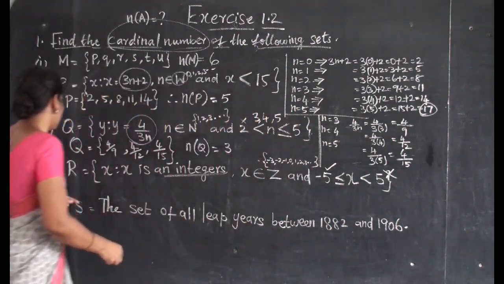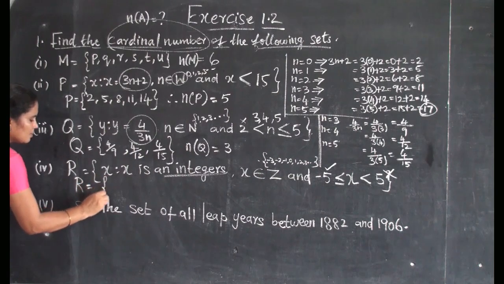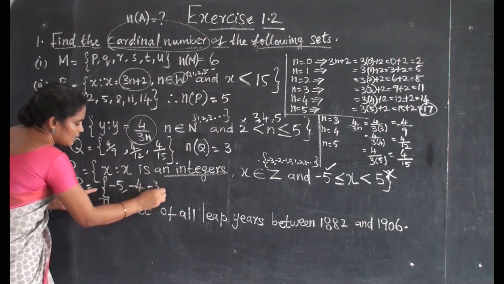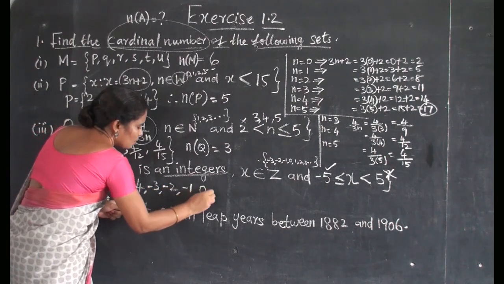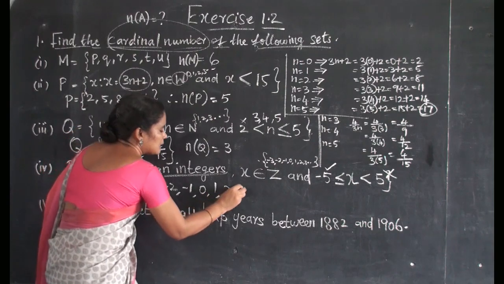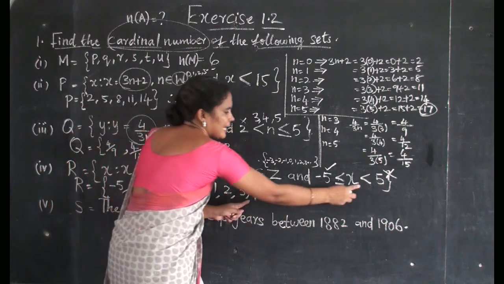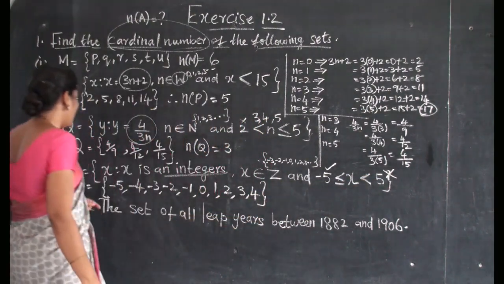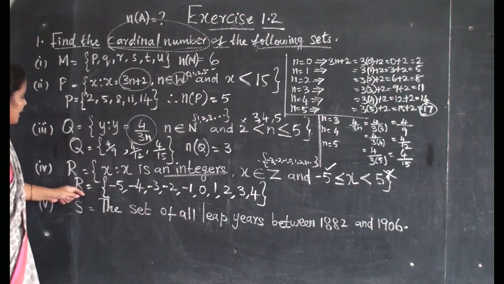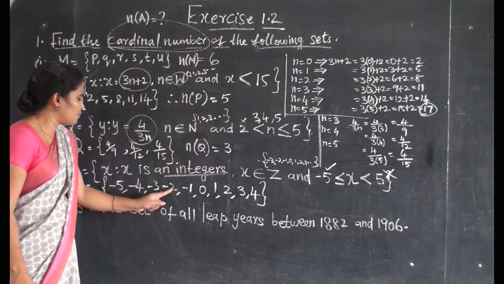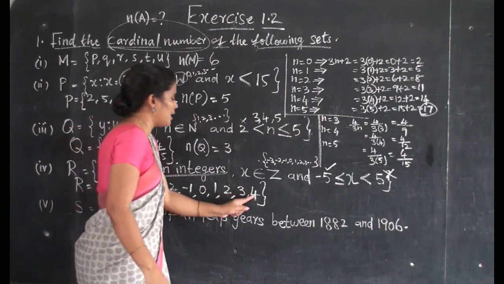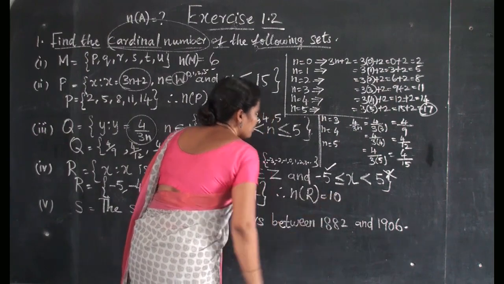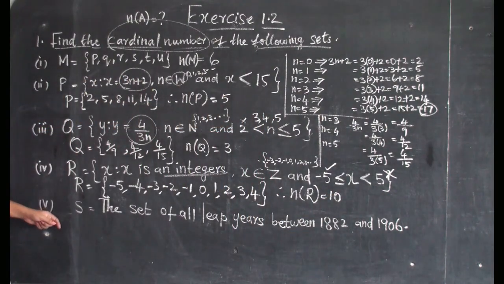What are the numbers? R is equal to -5, -4, -3, -2, -1, 0, 1, 2, 3, 4. You should not take 5 because it is less than 5. Stop here. And what is the cardinality of R? R cardinality is equal to 10. So therefore n of R is equal to 10. Okay. And let us move on to the next question.